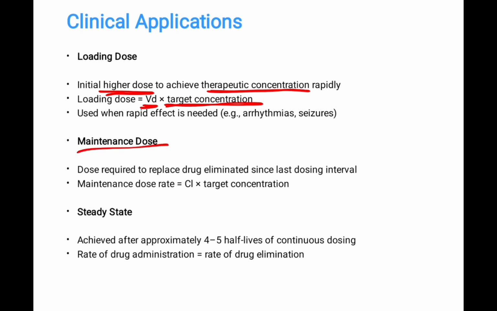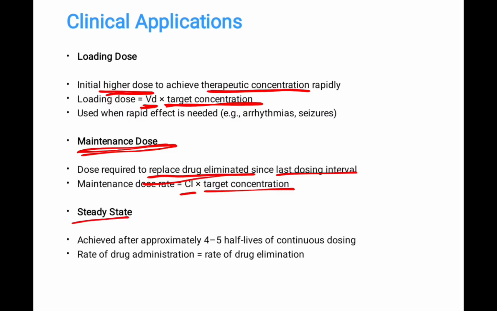Maintenance dose is the dose required to replace drug eliminated since the last dosing interval. Now, after giving a loading dose, the drug gets into the body, the drug has to be metabolized. When it is being metabolized, the concentration of the drug in the body reduces. So a maintenance dose is now given, which is what? To replace the drug being eliminated since the last dosing interval. So the maintenance dose rate is the clearance multiplied by the target concentration.